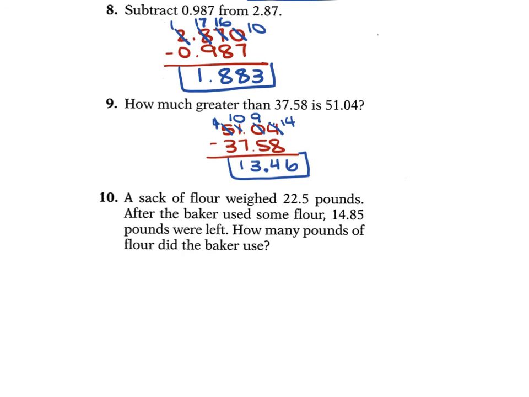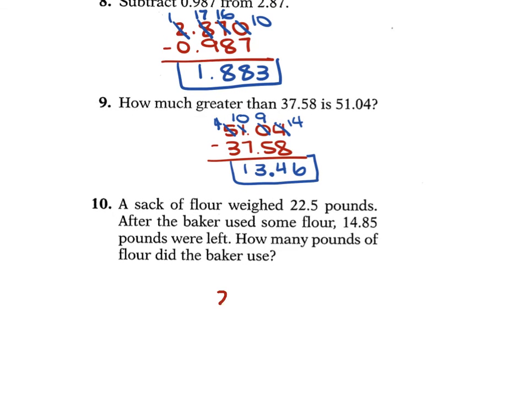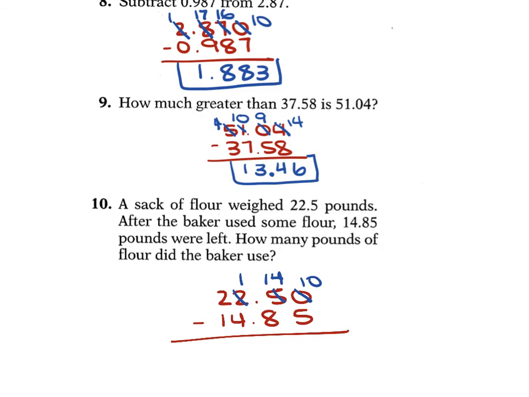10 says a sack of flour weighed 22.5 pounds before the baker used some flour. 14.85 pounds were left. How many pounds of flour did the baker use? So we're going to just subtract these two. So 22.5 minus 14.85. I'm going to add that 0 in. The 0 would become a 10, making the 5 a 4. You can't take 8 from 4, so that becomes a 14, making the 2 a 1. You can't take 4 from 1, so it becomes 11, making the 2 a 1.